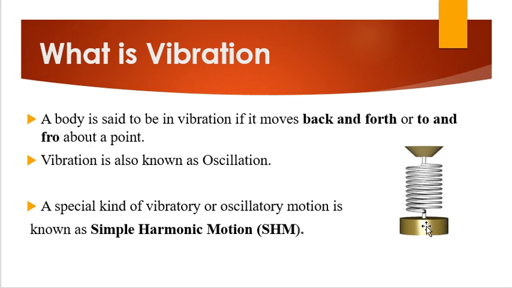If you exert some force on the mass so that it comes downward, the spring comes downward and then it again goes upward. This movement is known as back and forth, or to and fro, about a specific point. Vibration is also known as oscillation, and here we will discuss a special kind of vibratory, or oscillatory, motion. It is known as simple harmonic motion, also known as SHM.